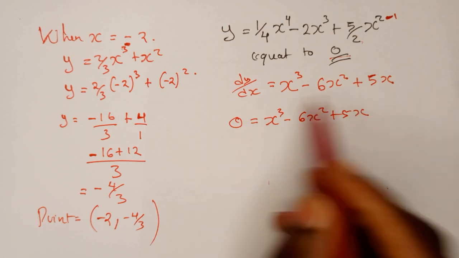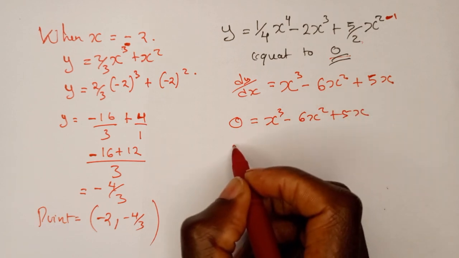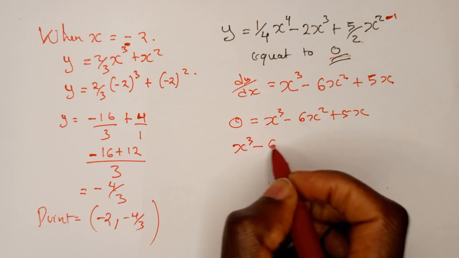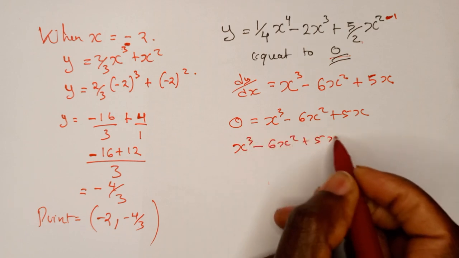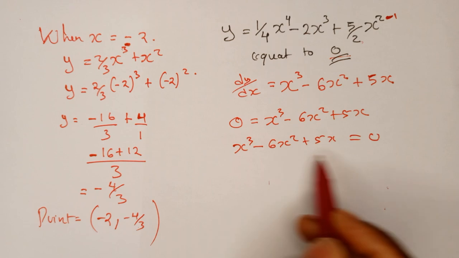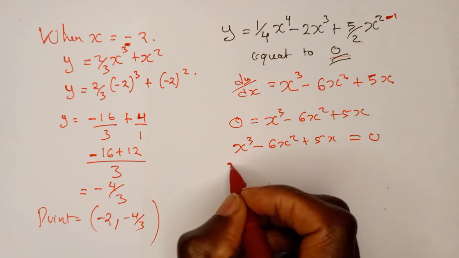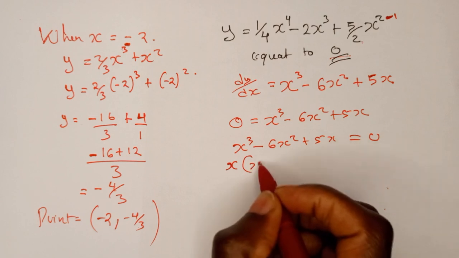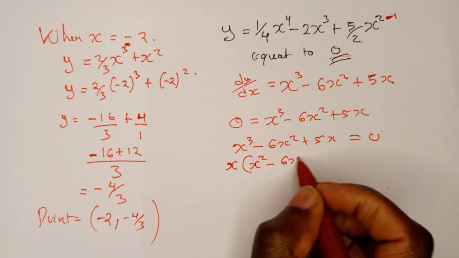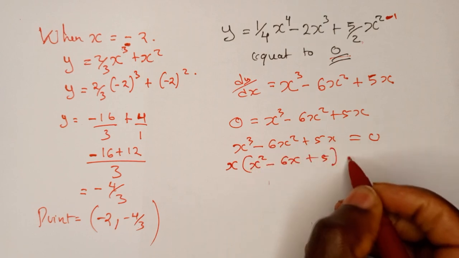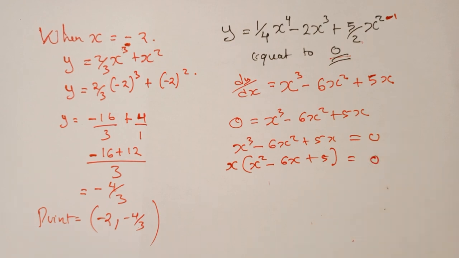So again, this one can be written as x cubed minus 6x squared plus 5x is equal to 0. So when you check, there's something common in all of them, which is x. We can factor it out. So it will be x into x squared minus 6x plus 5 is equal to 0. So it means either this bracket is equal to 0 or this x is equal to 0. Let's start with this one.